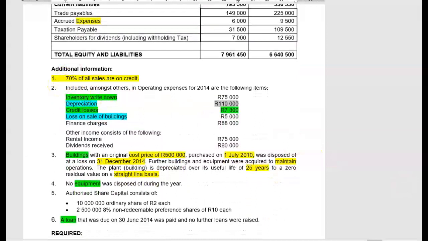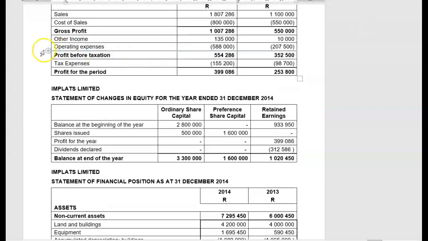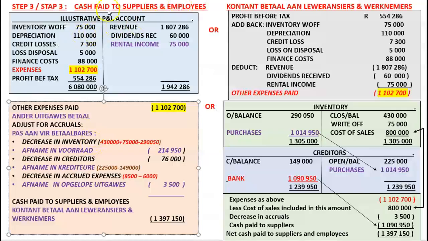So let's go back to our second line item. Cash paid to suppliers and employees. And our starting point for that is profit before tax. So profit before tax, 554,286. So in either one of the two methods that you're going to use, your starting point is going to be with your profit before tax, 554,286.